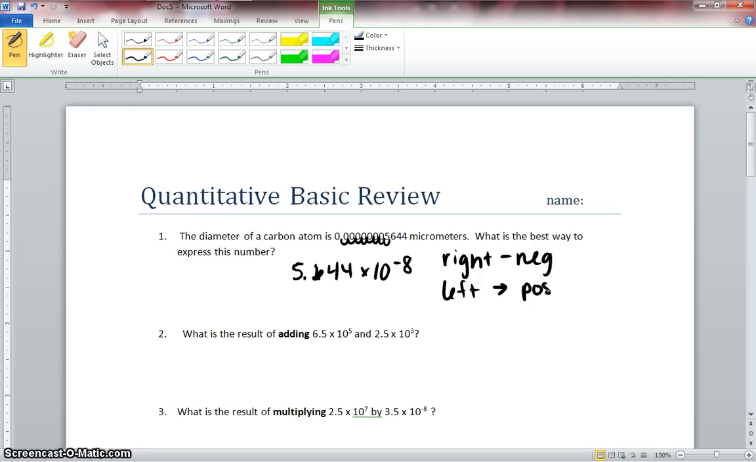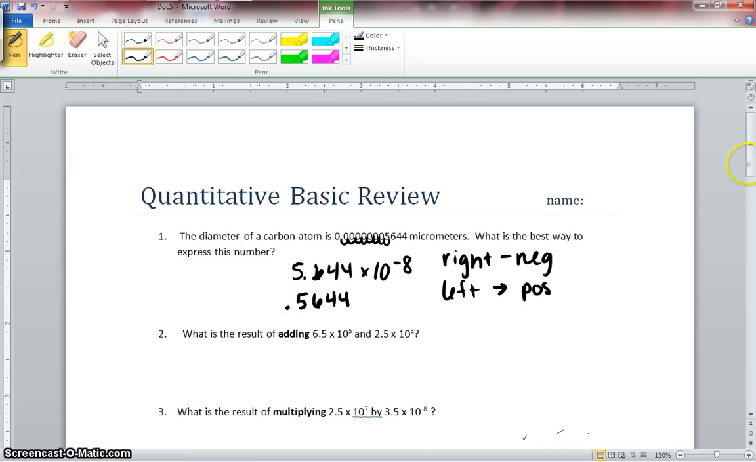I guess to also remember with scientific notation that it has to have one digit and then the decimal, to be in correct scientific notation. So if I would have left it at 5.644, that is not in correct scientific notation. It has to have one number and then the decimal.